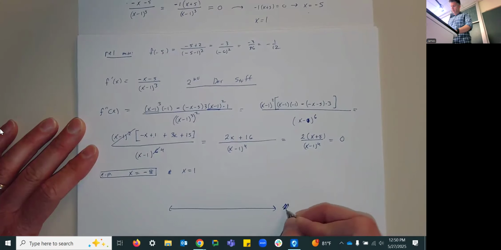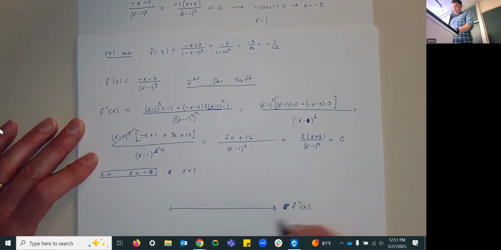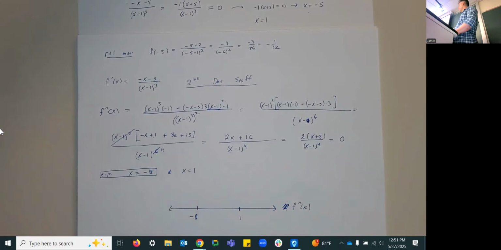I don't know why I'm writing second. I mean, f double prime. So we've got positive 1 and negative 8. You know what I've actually learned over the years is not a bad idea: on your number line, if you have a vertical asymptote somewhere, draw yourself a little vertical asymptote. Like, oh yeah, there's a vertical asymptote there. I can't have a maximum or minimum. I think that helps.